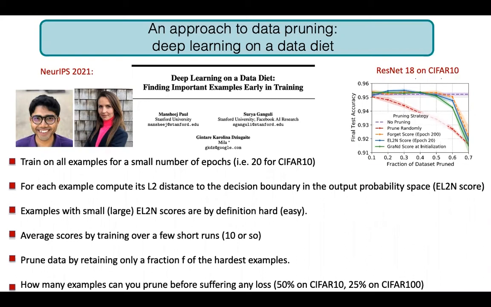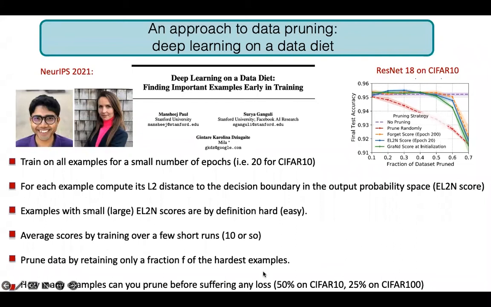The gut intuition is the easy examples are easy. Why devote more training time to them? So then we keep only the hard examples, and then we throw away this probe network and we start from scratch and train on the smaller pruned hard data set, okay? So how many examples can you prune in this way before suffering any accuracy loss?